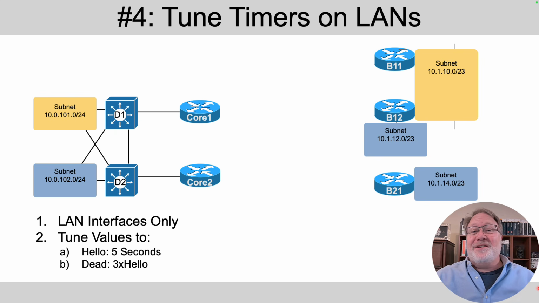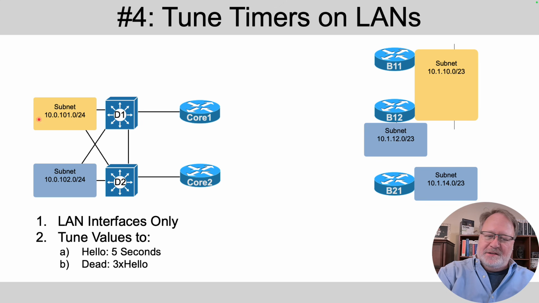Next up, configuration task 4. And this task specifically says, do this on LANs. All right. So in this lab, what I mean by that is any interfaces connected to subnet 10.0.101, 10.0.102, 10.1.10, 10.1.12, or 10.1.14. All right, those are the ones.